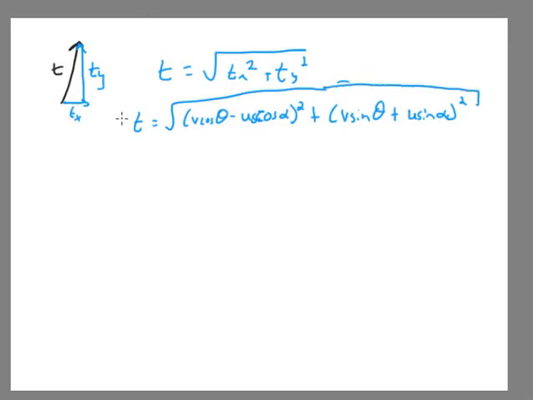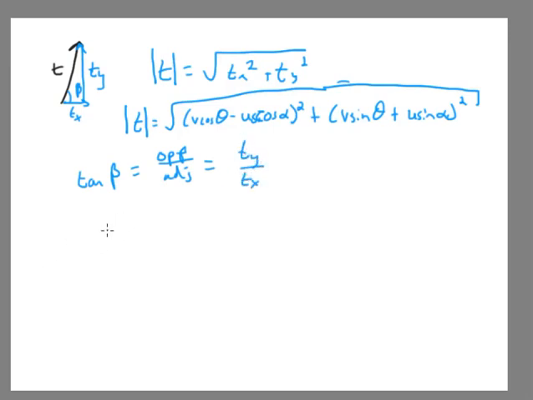The way that physicists typically represent magnitude is by having straight bars on either side of the quantity. Now, to figure out what the angle is, if we have ty and tx, we can use some trig. Let's use a different angle, since theta is already used. So let's say that this angle is beta. Tangent of beta is equal to opposite over adjacent, and in this case, it's ty over tx.